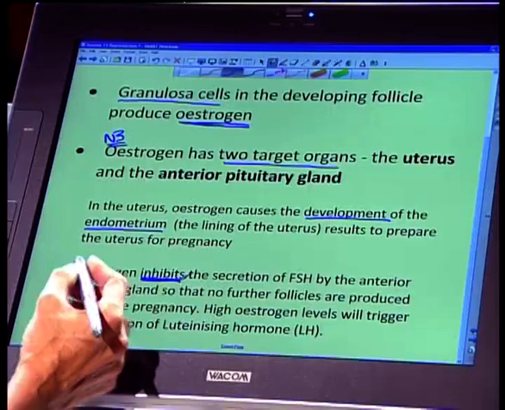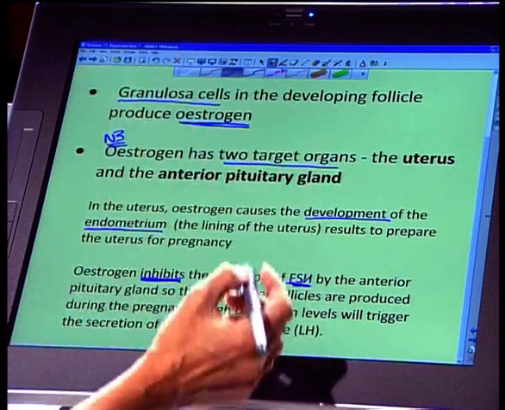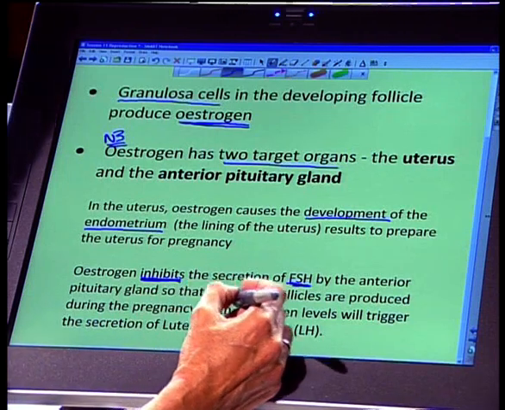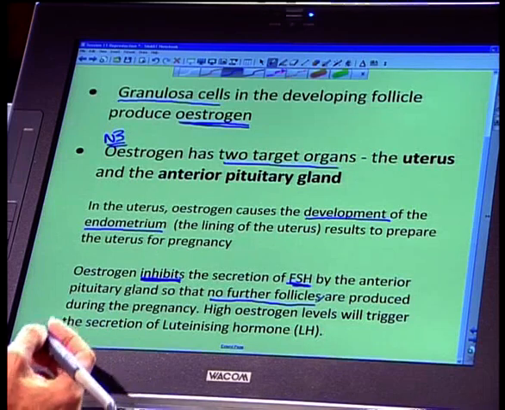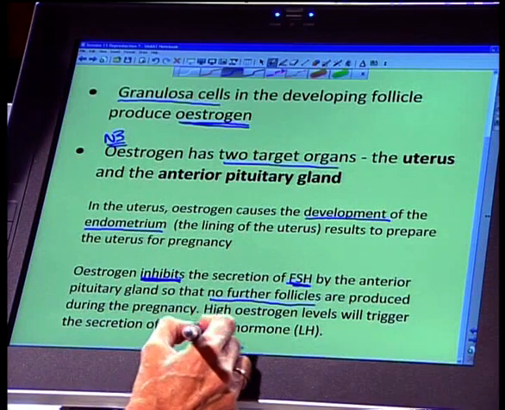All right, so estrogen will inhibit the secretion of follicle-stimulating hormone, because you've now stimulated the follicle, by the anterior lobe of the pituitary, so that no further follicles are produced. Then, during the cycle, high estrogen levels will trigger the secretion of luteinizing hormone. And luteinizing hormone is going to cause the formation of the corpus luteum. Luteinizing hormone, corpus luteum. So estrogen wants the Graafian follicle to get ready to release the egg.